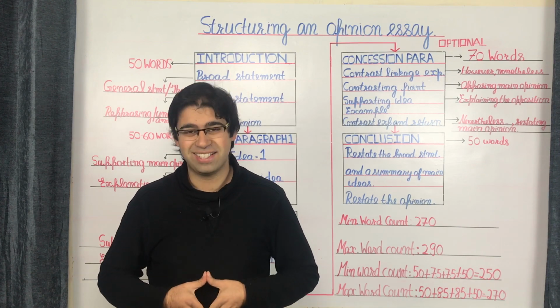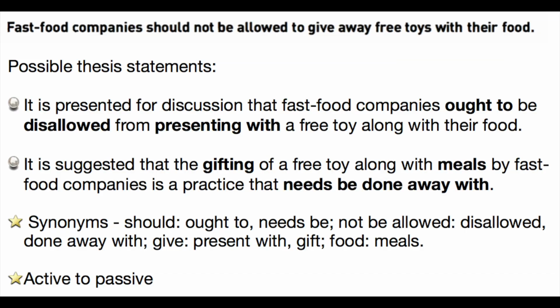the topic under discussion. So let's have a look at the main statement once again, which is to be rephrased into the thesis statement. We have, fast food companies should not be allowed to give away free toys with their food. Let's have a look at the possible thesis statements here. The first example is, it is presented for discussion that fast food companies ought to be disallowed from presenting with a free toy along with their food.